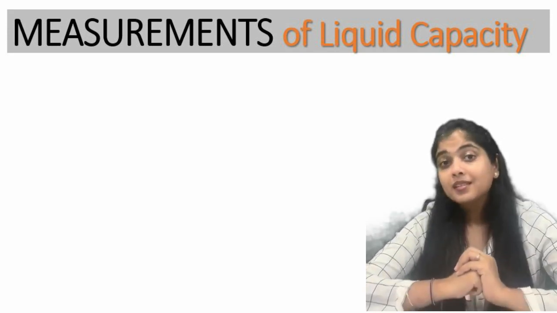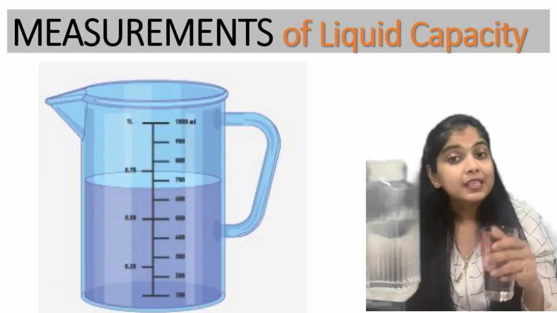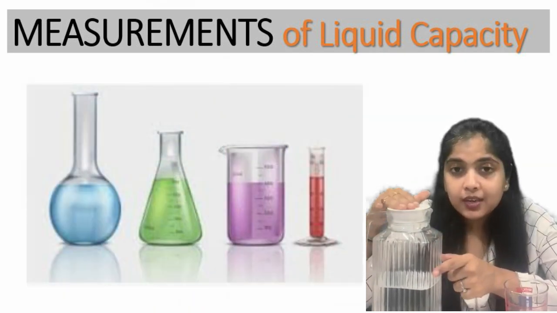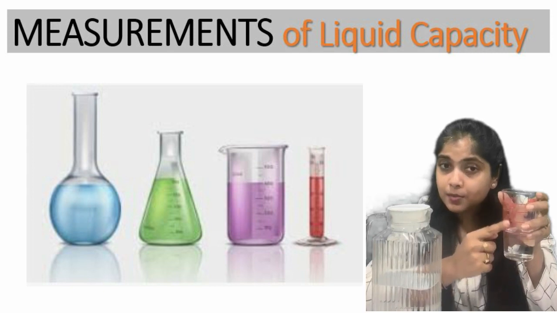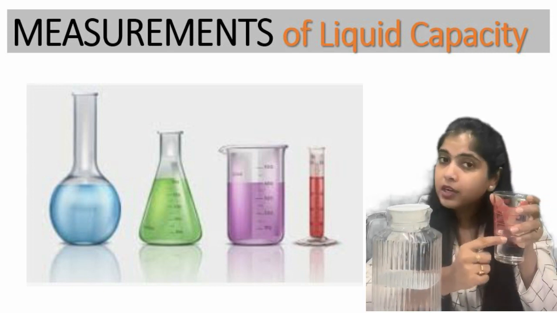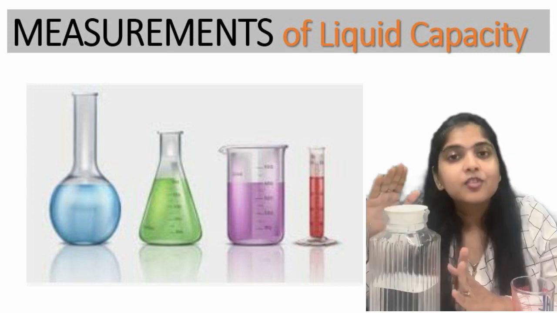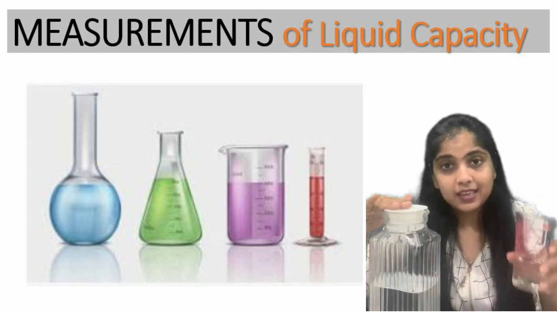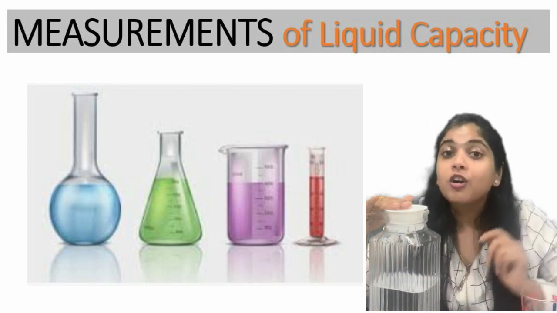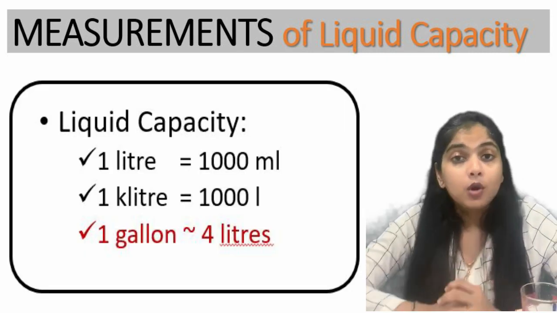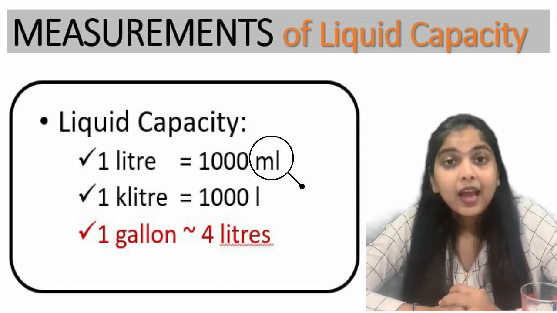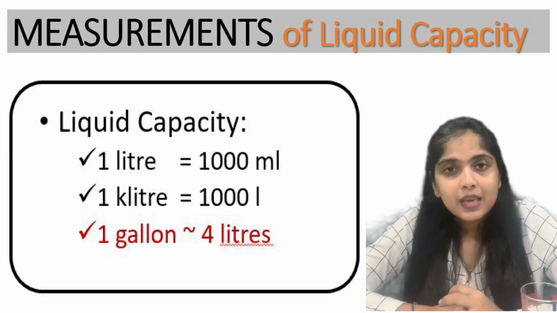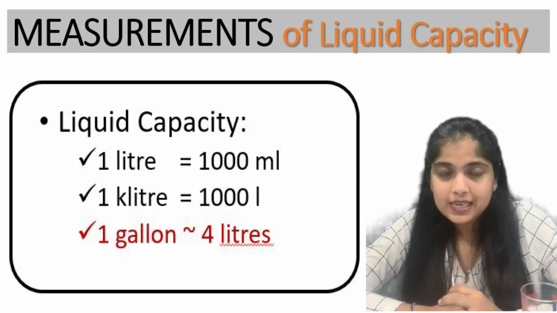Now let's look at the third property of measurement. For example, a jug. How much water can the jug contain? Or we can use this measuring cup to know the quantity of water in this glass. So for measuring the capacity of liquid or the mass of liquid in a container, we use the unit of liters. So the smallest unit is milliliter and the larger unit is liter. So 1 liter is equal to 1000 milliliters.